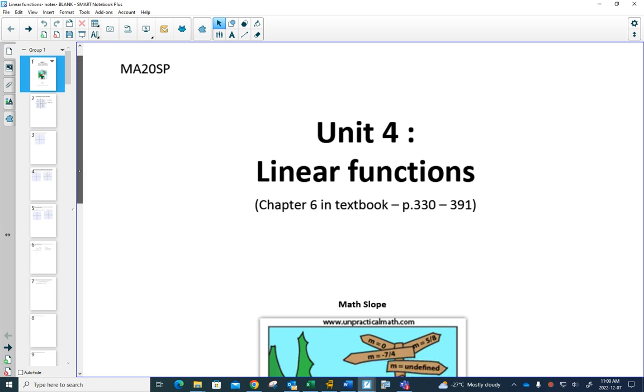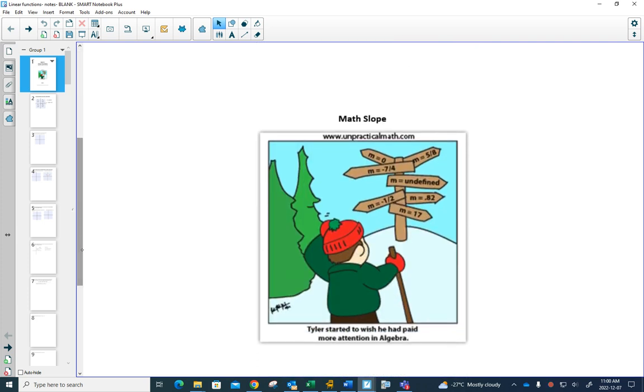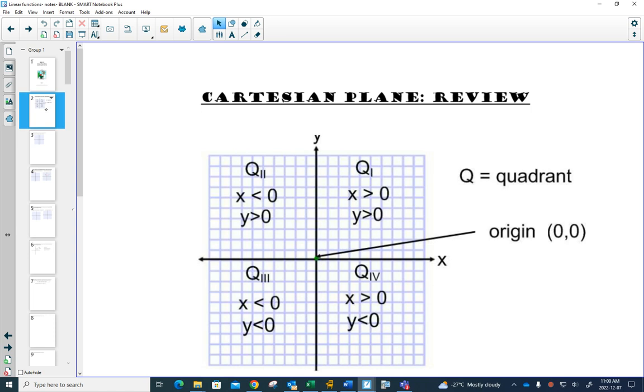For example, here's a joke. What does M stand for? Slow. Slow. And that guy's skiing and doesn't know which way to go. Which one would be scariest? Undefined. Undefined one would be a cliff, yes. Okay.